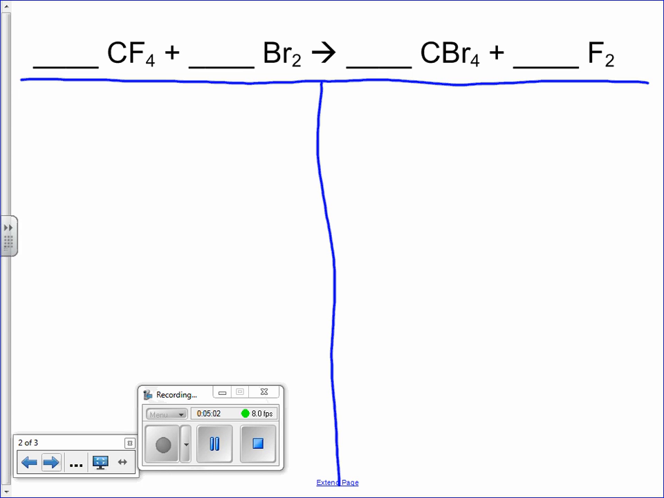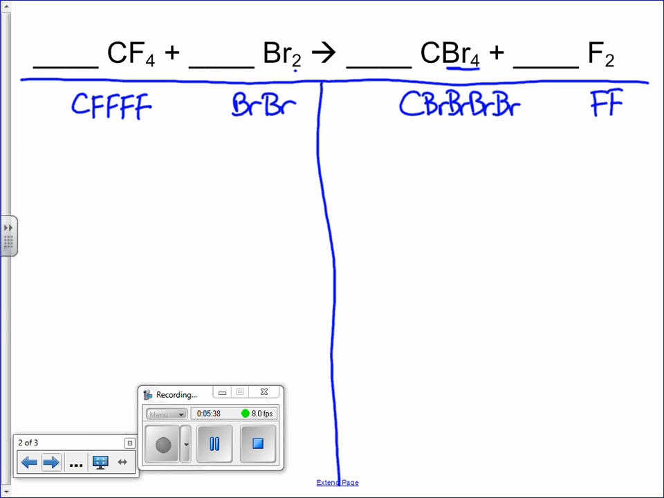All right, so I'm going to start here with CF4. So I have C and I have 4F. And here I have Br, which is bromine, and I have two of them, so I'm going to write it twice. Let's jump to the other side. Here I have one C and I have 4 bromines, and I have to keep them connected. And then I go to F2, so I write it FF in longhand.